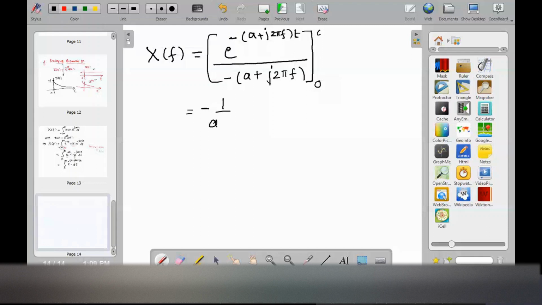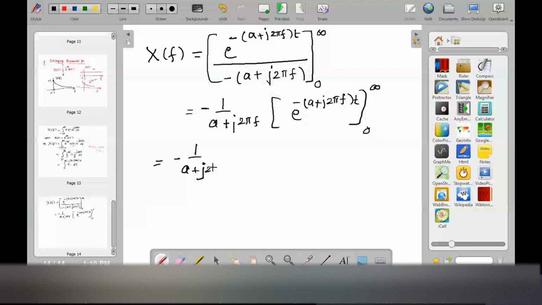So this is minus 1 by a plus j 2 pi f, into e to the power of minus a plus j 2 pi f t, with limits from 0 to infinity. If I apply the upper limit minus the lower limit, the upper limit t is infinity, so e to the power of minus infinity, minus e to the power of the lower limit 0, which gives e to the power 0.